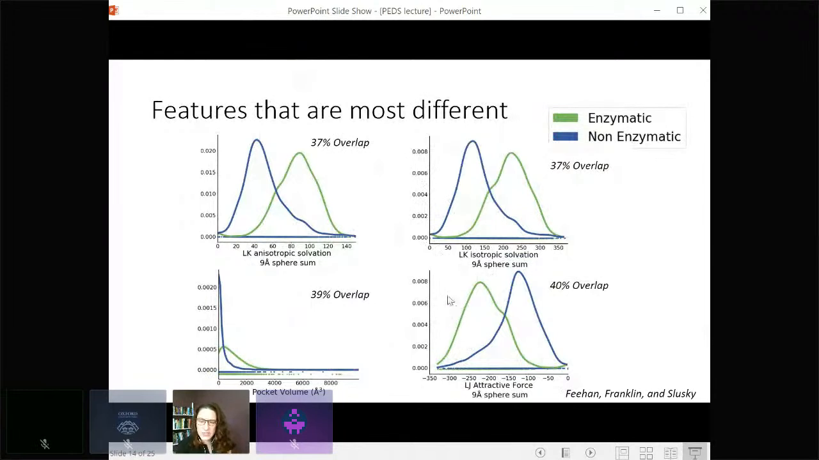But what you'll notice for these Rosetta terms is that they're all for 9 angstrom sphere sum, which is to say that they're all basically taking advantage of the fact that enzymes tend to be in the center of the protein and have more amino acids around them, and giving a score based on that. What we also have is pocket volume over here, and that's something that the Thornton group already identified. There's a different distribution where you do tend to have somewhat larger pockets for enzymes, although it's still not completely predictive. As you see, it's only 39%. It's still a 39% overlap. So, okay, what does our training do?